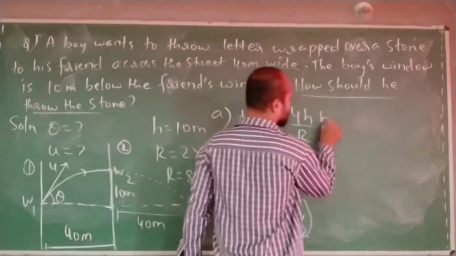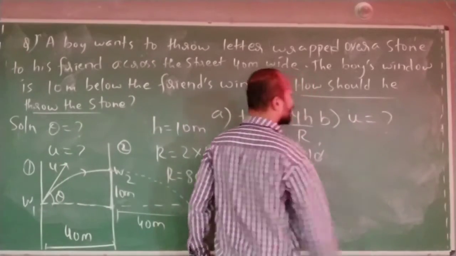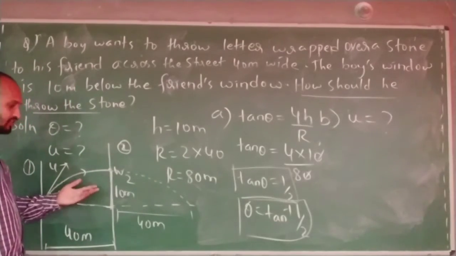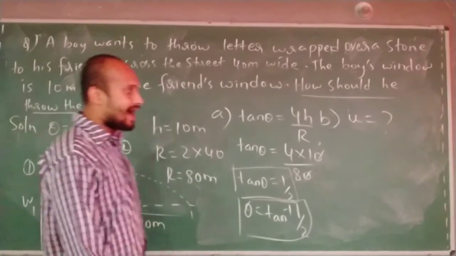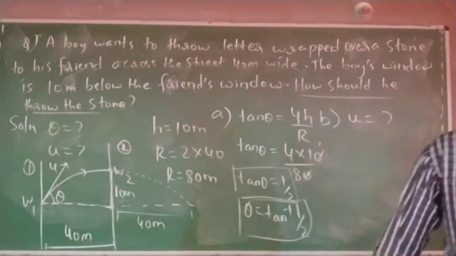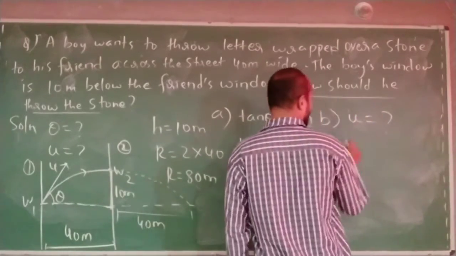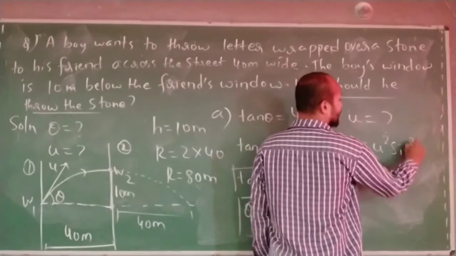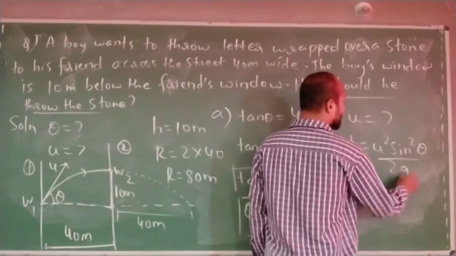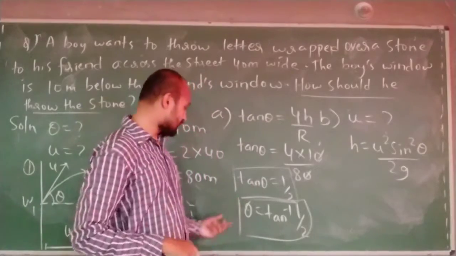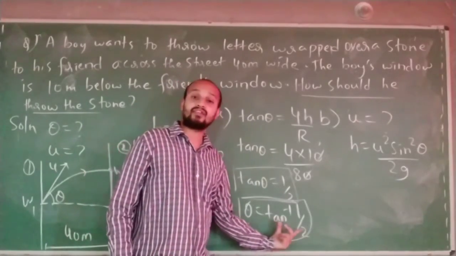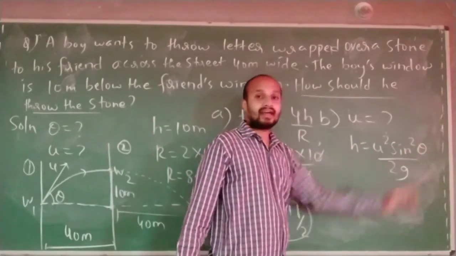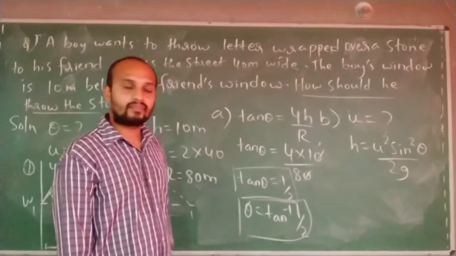Let us find question B. To find the initial velocity, I must know certain equations. I can use any one of them, height and range. If I use height and range, what is the problem we are facing? Let us take h is equal to u square sin square theta by 2g. In this, what is the problem? I know the theta value as tan inverse of 1 by 2, but I don't know the value of sin theta. In this case, how to solve?